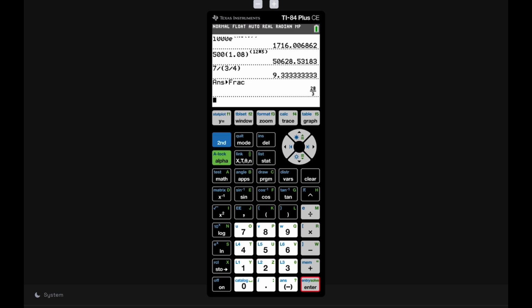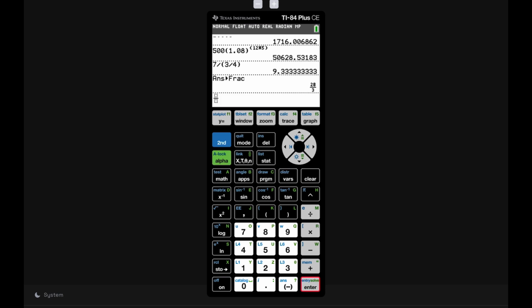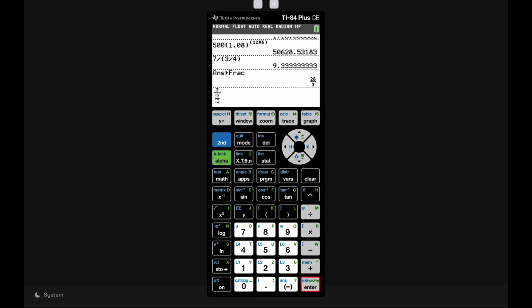Also, if you're on the 84 like I am, you can do alpha and the y equals and hit enter. We can put our 7 in our numerator, and if we go down to our denominator, that's where there's a fraction, so I can do alpha y equals again. And now I've got that fraction in the denominator, and I can type in the 3/4, and then if I hit enter, it puts it in a fraction form for me. So either way, it is 28/3.